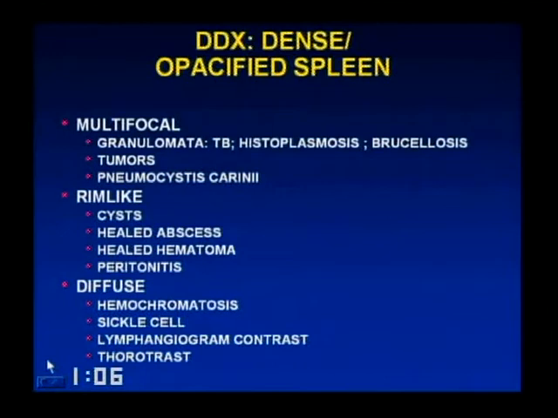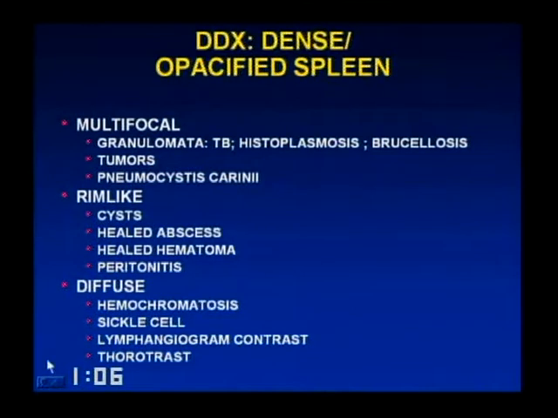Now, a dense or opacified spleen is something that you might see on CT, and the pattern is different for different things. I broke it down into multifocal, rim-like, and diffuse. If you have multifocal areas of high density, usually you're dealing with everyday granulomata due to granulomatous disease such as TB, histo, or less commonly brucellosis.